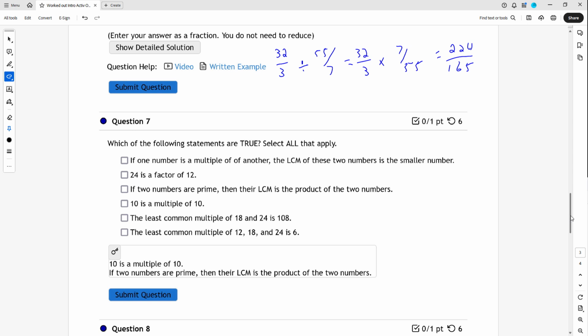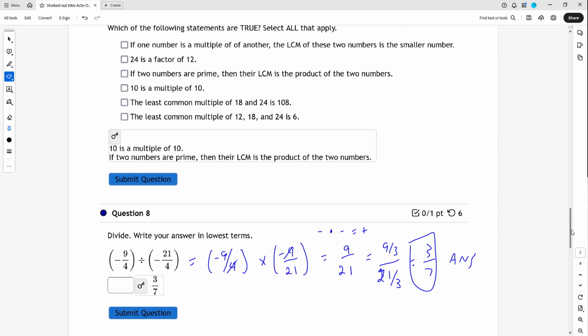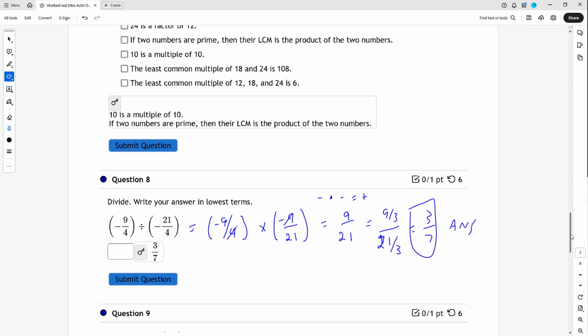Because the smallest number is 6. Divide, write your answer in lowest terms. So we first look at this problem. We have a negative divided by a negative. So a negative divided by a negative is going to be a positive number. I'm dividing a fraction, so it's the same thing as multiplying by its reciprocal. So I flip the second fraction.